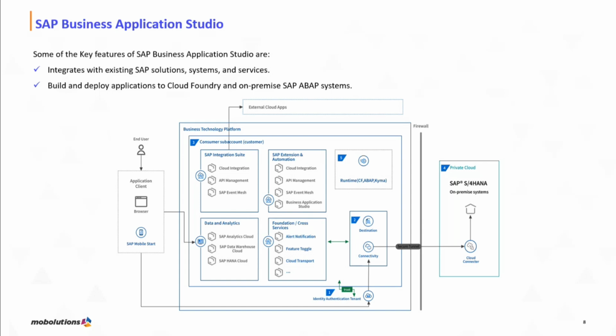With built-in Git, debugging, deployment tools, and integration with BTP services, developers can quickly build and deploy enterprise-grade apps in a modern workspace. Using SAP Business Application Studio, we can deploy applications to Cloud Foundry and also to on-premise SAP ABAP systems.